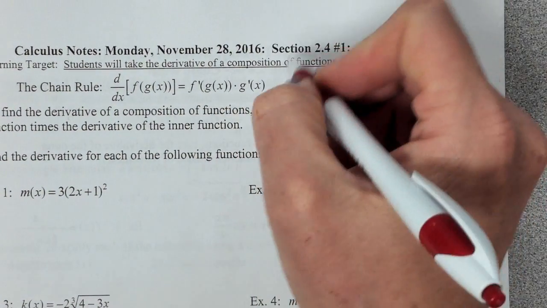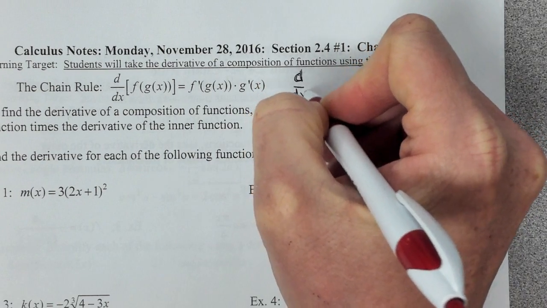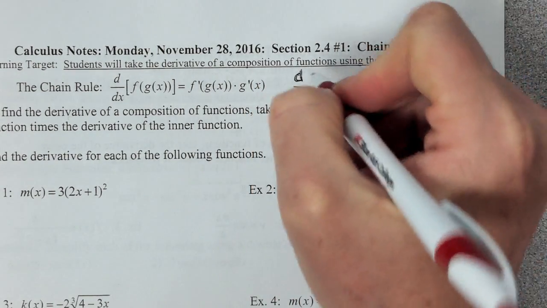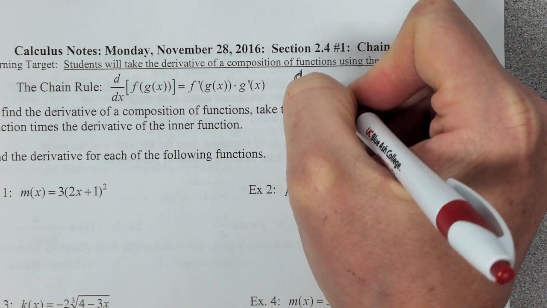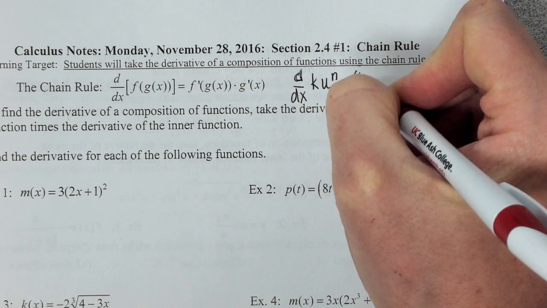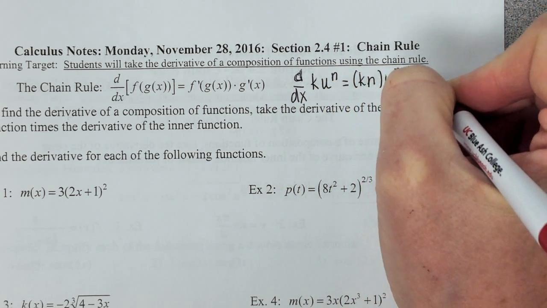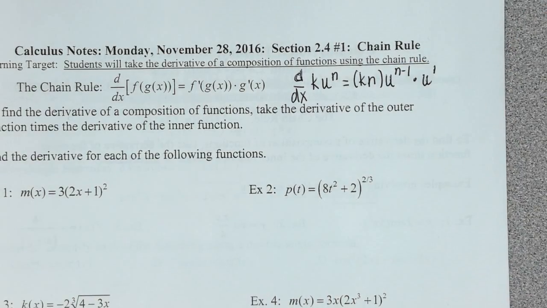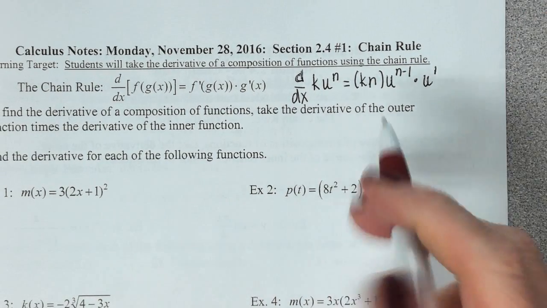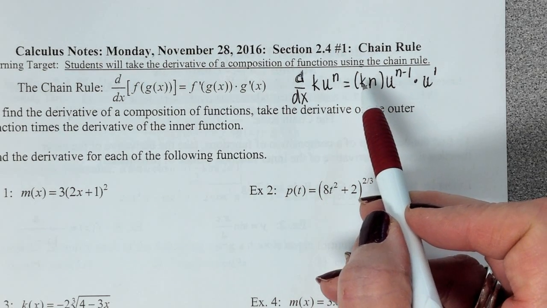I found people understand it a little bit better if they think of it like this. d dx, meaning the derivative with respect to x, of k u to the n is going to be equal to k times n, u to the n minus 1, times u prime. This is really just the same rule that we've used over and over again for finding the derivative.